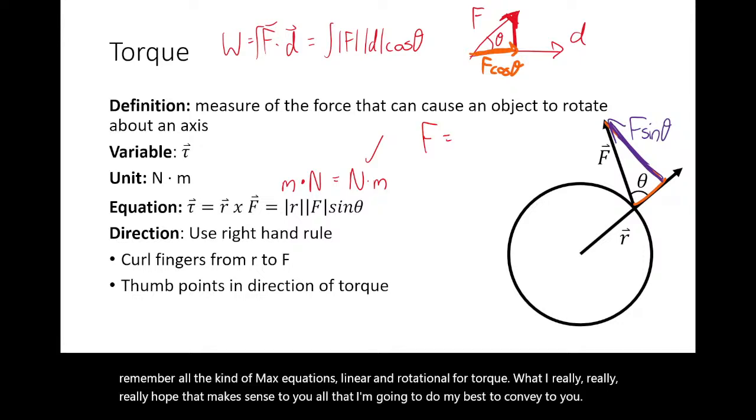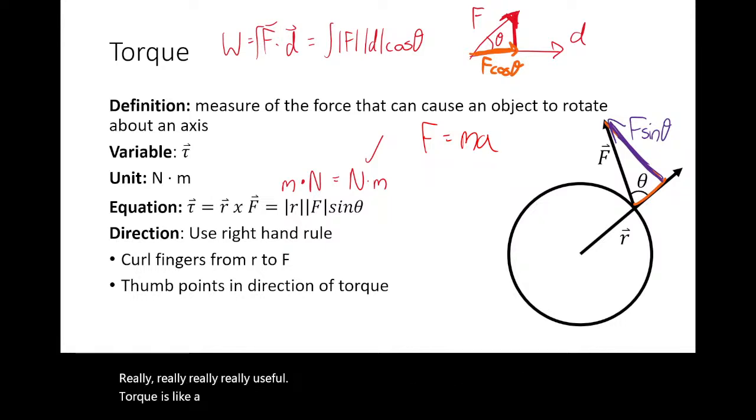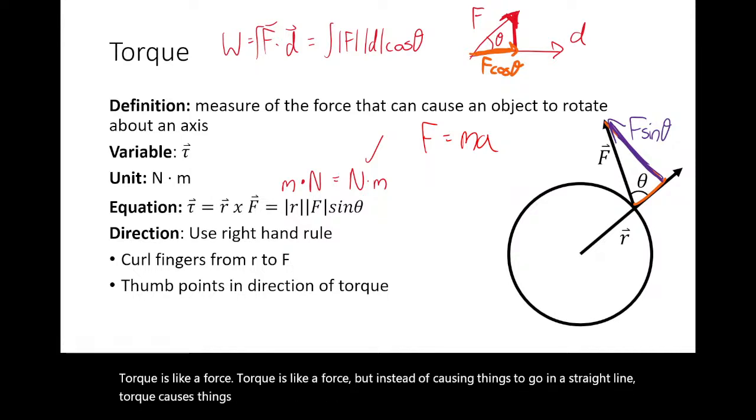So remember F equals ma. We like F equals ma. Hopefully you like F equals ma. It's really useful. Torque is like a force, but instead of causing things to go in a straight line, torque causes things to rotate. So we replace F with torque.